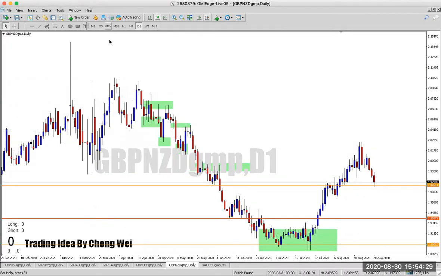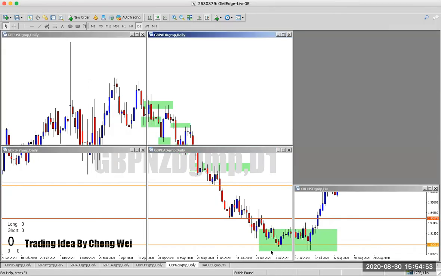Okay, for this GBP New Zealand, for those who want to buy, if you look at the buy, as you can see, it's very high, right? So buy is basically counter trend. So this level will be a very good buy, but wait for a setup to come in first, then we look for a buy, which will be much better.